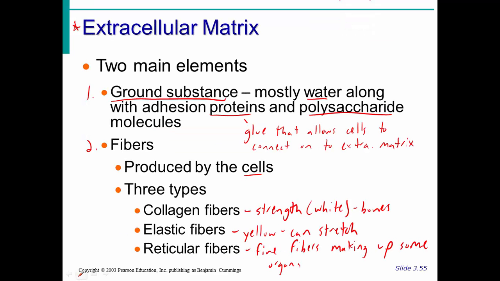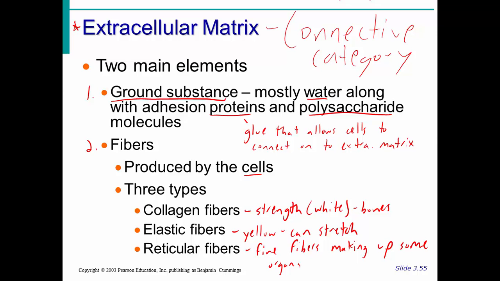This is a continuation of the last PowerPoint, so not only going through the rest of the tissues, but specifically the extracellular matrix, which I left off with for connective tissues. Again, this is only for the connective category. Nothing else has an extracellular matrix. So extracellular, outside of the cells, but it's still supporting the cells.